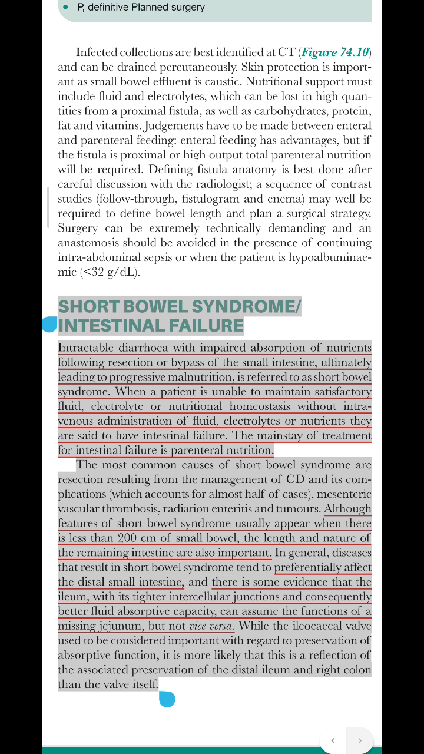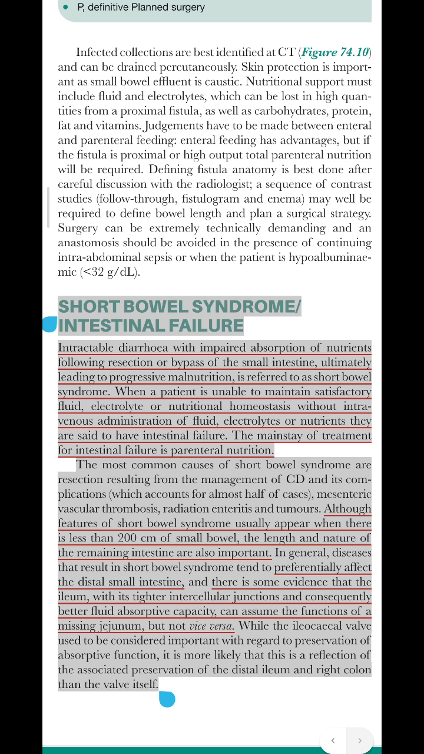The most common causes of short bowel syndrome are resection resulting from the management of CD and its complications, which accounts for almost half of cases, mesenteric vascular thrombosis, radiation enteritis and tumors. Although features of short bowel syndrome usually appear when there is less than 200 centimeters of small bowel, the length and nature of the remaining intestine are also important.